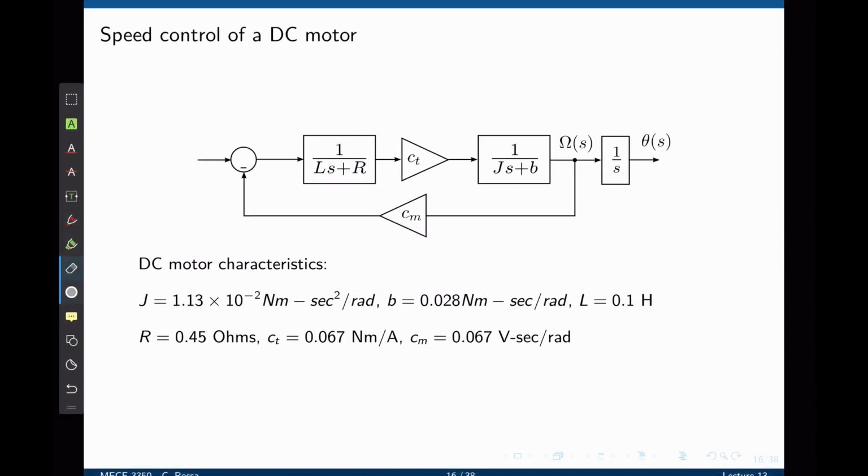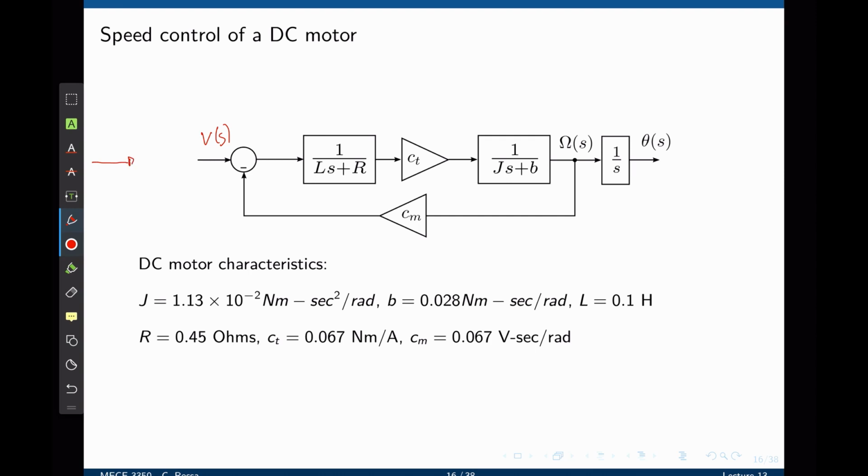Let's now apply the concept of a PID controller to the speed control of a DC motor. Here is the model of a DC motor that we covered before. The input to a DC motor is the voltage applied to it, and the output could be the speed or the position. We want to develop a PID controller for speed control.